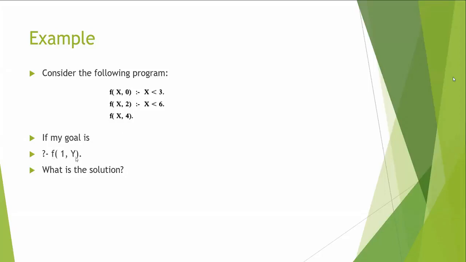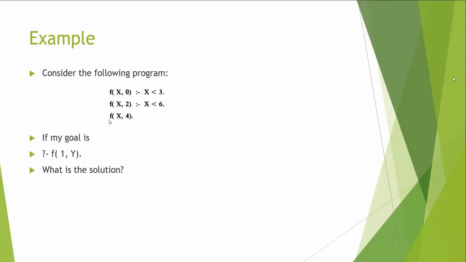Your goal is f1, y, right? So now what will happen? It starts as per the principle of Prolog. Prolog starts from the first goal, first relation. So this condition is satisfied, so it returns 0. Then it tries to find out the alternatives. Here there is a second alternative, and it finds that there is a condition x less than 6. Then also 1 is less than 6. So it returns 2.